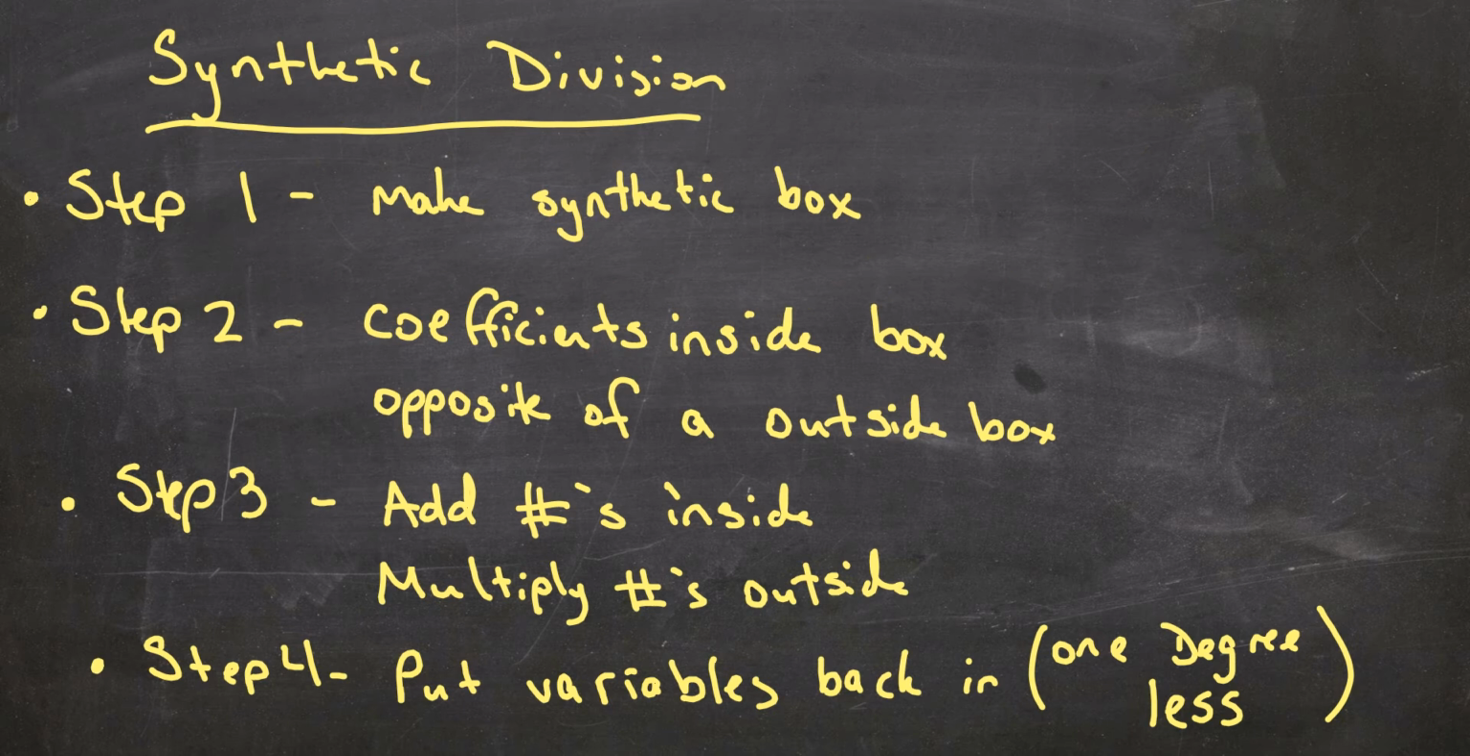So you're going to make your synthetic box, then put the coefficients inside, and the opposite of a outside if it's in factor form. If it's in zero form, you're going to put whatever the number is. You're going to add your numbers on the inside, multiply numbers on the outside, put the variables back in one degree less, and then usually either be factoring and then solving on some of these.